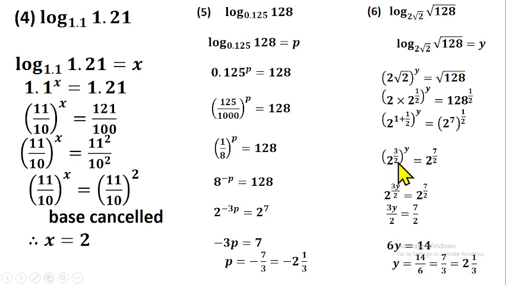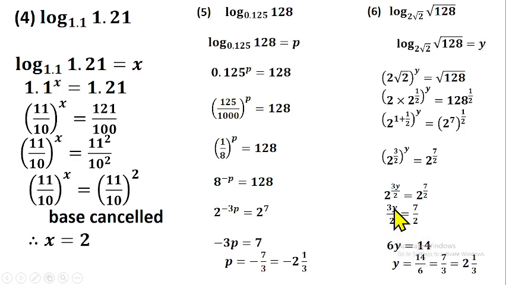Then you have 2 raised to power 3 over 2, then raised to power y, equals to, according to the law of indices, this 7 will multiply 1 over 2 here, and that should give us 2 raised to power 7 over 2 as well. Then the law of indices says that this power 3 over 2 will multiply this y, and that should give us 2 raised to power 3y over 2 equals to 2 raised to power 7 over 2. And look at both sides now, they have the same base, which is 2. They can cancel out. So you have 3y over 2 equals to 7 over 2.